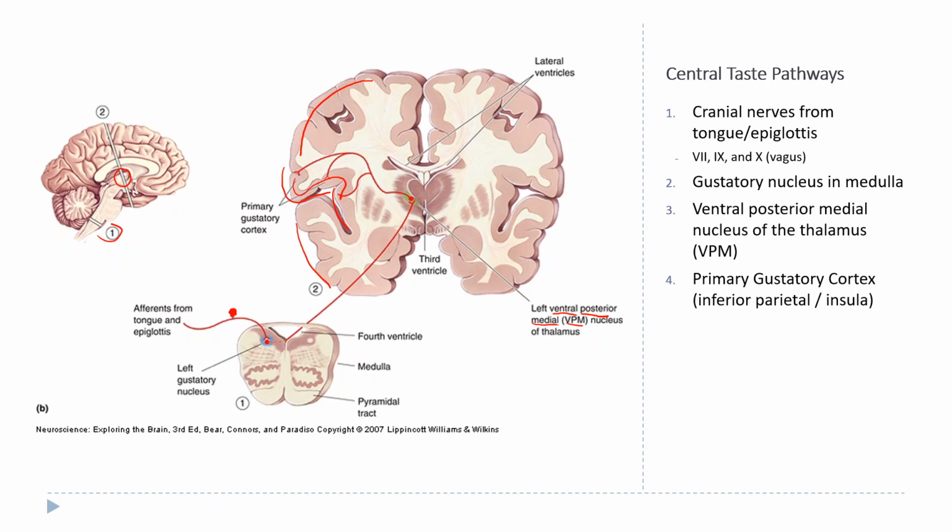One thing that makes the gustatory system a little bit unusual is that it stays on one side. So all of the axons from the left side of the tongue and the epiglottis go to the left gustatory nucleus. Axons from the left gustatory nucleus go to the left side of the thalamus, the left VPM, and then the axons from the left VPM go to the left primary gustatory cortex. So everything stays on one side. As we'll see, a lot of the other sensory systems cross to some extent, so input from the left side goes to the right side. But that's the pathway that information takes from the tongue to the brain.